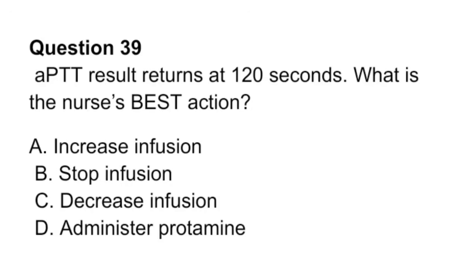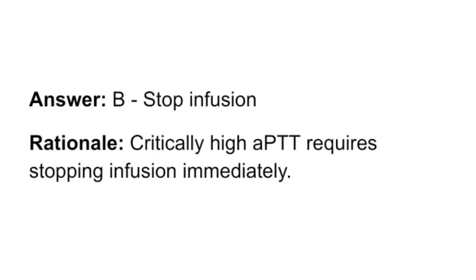Question 39. APTT result returns at 120 seconds. What is the nurse's best action? A. Increase infusion. B. Stop infusion. C. Decrease infusion. D. Administer protamine. Answer is B. Stop infusion. Rationale. Critically high APTT requires stopping infusion immediately.